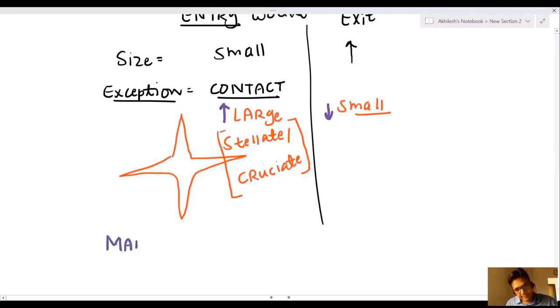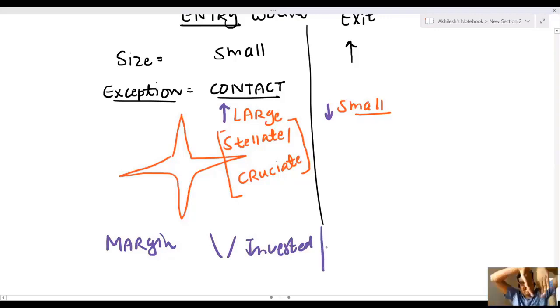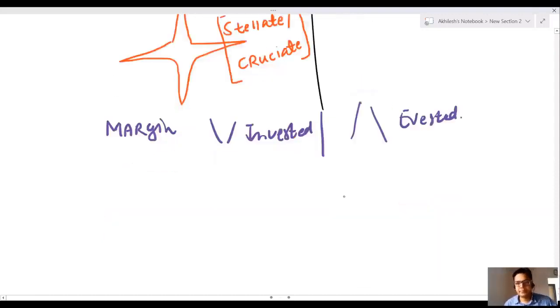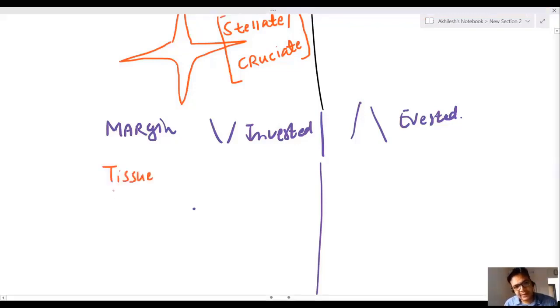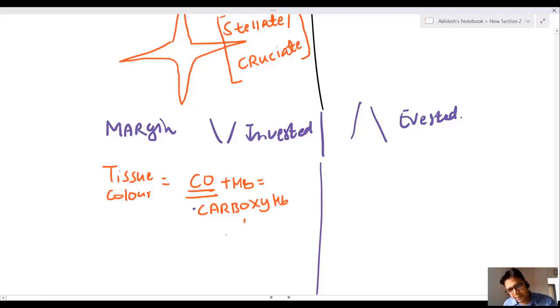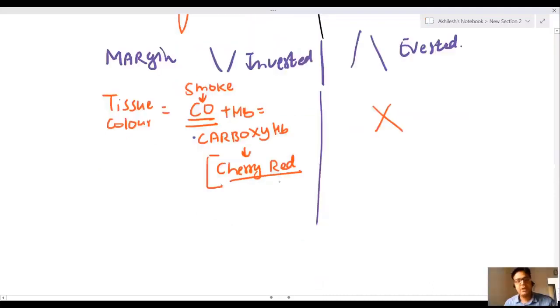Now, sir, margins. Margins are inverted in entry, everted in exit. Another important point: tissue color. What is the tissue color in entry wound? See, smoke has carbon monoxide. Carbon monoxide combined with hemoglobin forms carboxyhemoglobin. Carboxyhemoglobin provides a cherry red color. So the tissue color in entry wound is because of smoke. But there is no effect of smoke in exit wound, no color change. Cherry red color of tissue in entry wound, not in exit wound.